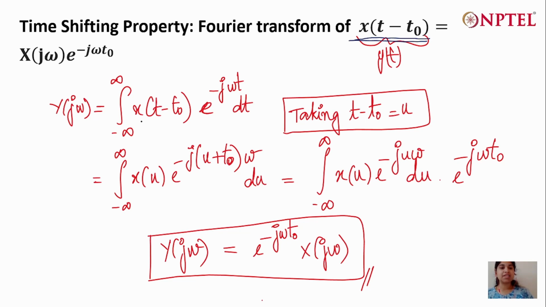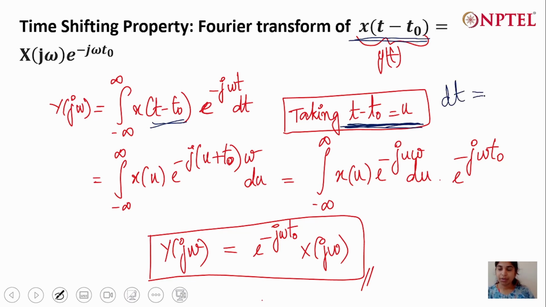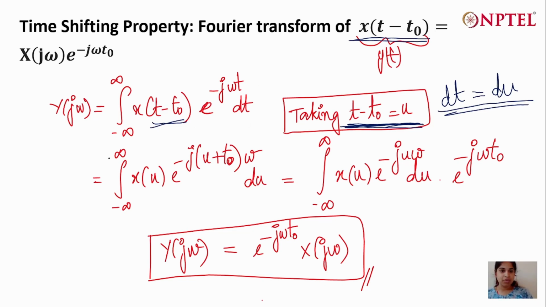So y of j omega is the integral from minus infinity to infinity of x of t minus t naught into e power minus j omega t into dt. This t minus t naught, we are taking as some variable u. What will happen to dt? It will just be du. So we are doing a variable change. Instead of t minus t naught, we are writing it as u. And your integral limits are minus infinity to infinity, so this is not going to change.